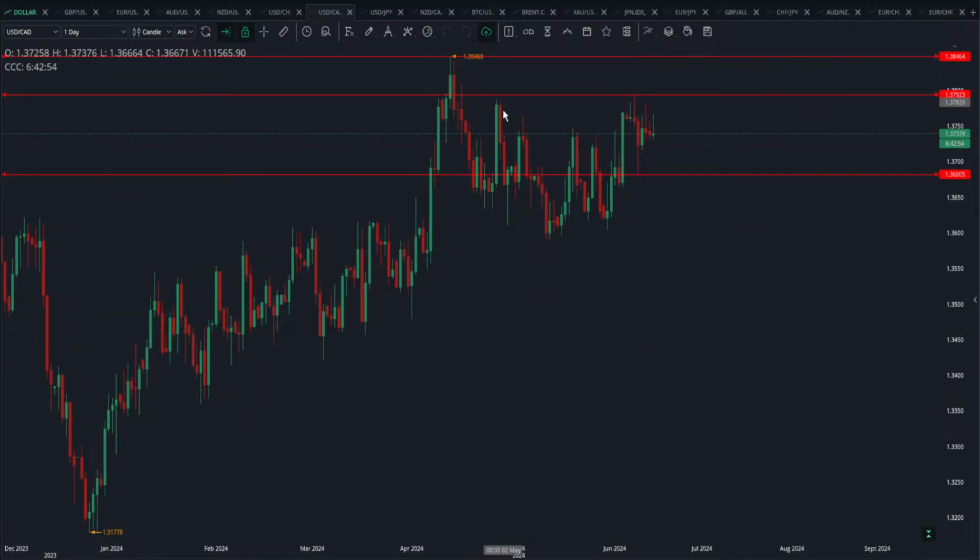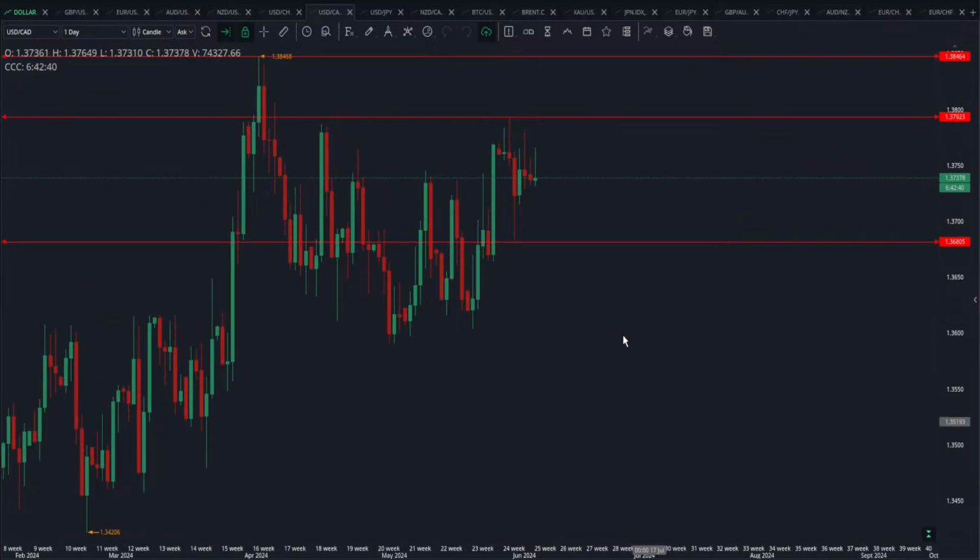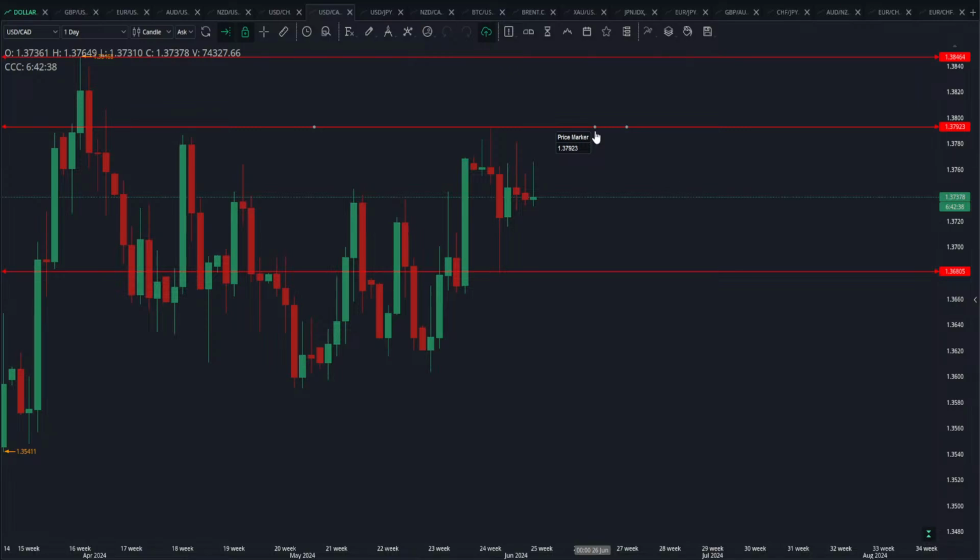USD CAD was making lower highs, lower lows, then there was some consolidation, finally cracked it higher, again came down to the support level, failed to go higher than the previous high. So this is again a consolidation. The price is stuck between the two levels, that is 1.3792 and 1.3680. At the lower levels, I am expecting more buying in this market to rise.